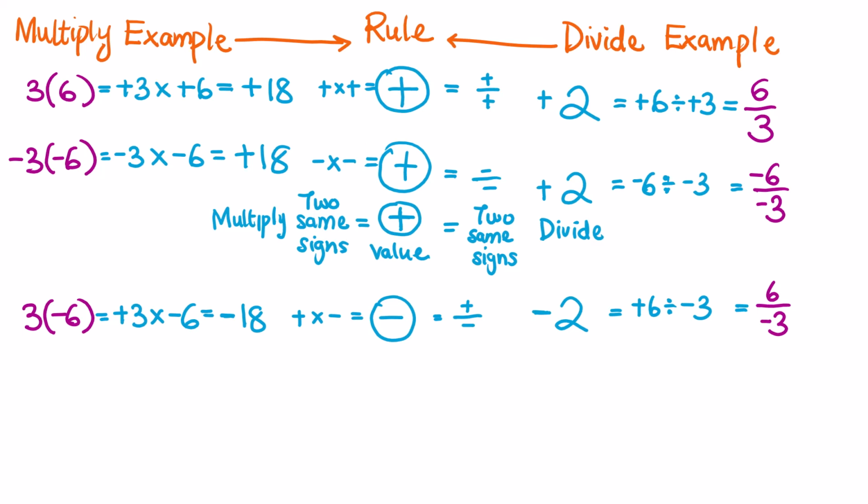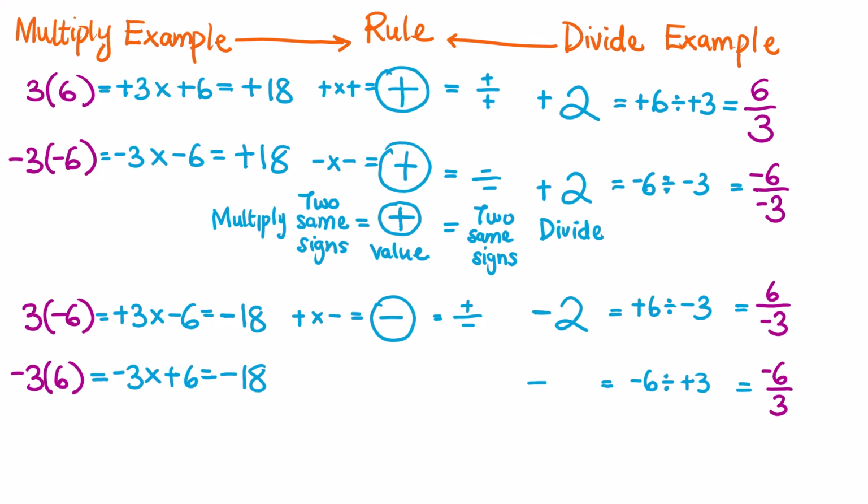And looking at this for the other case here, negative 3 multiplied by 6 is equal to negative 3 times positive 6, which gives us negative times positive gives you a negative. 3 times 6 gives you 18. And on the other side for division, we have negative 6 divided by positive 3, which means that negative divided by positive gives you a negative value, and 6 divided by 3 gives you 2.